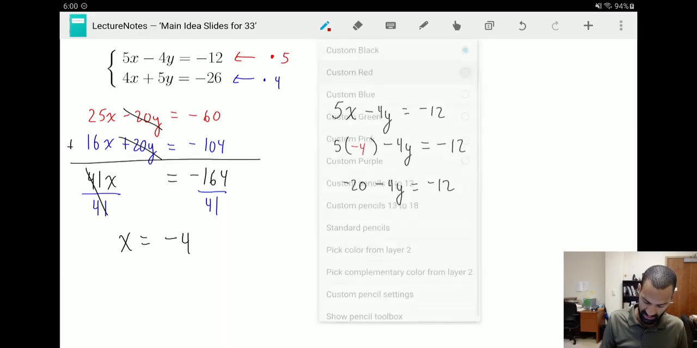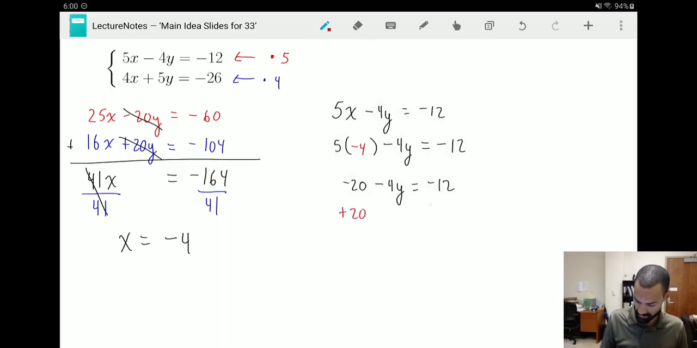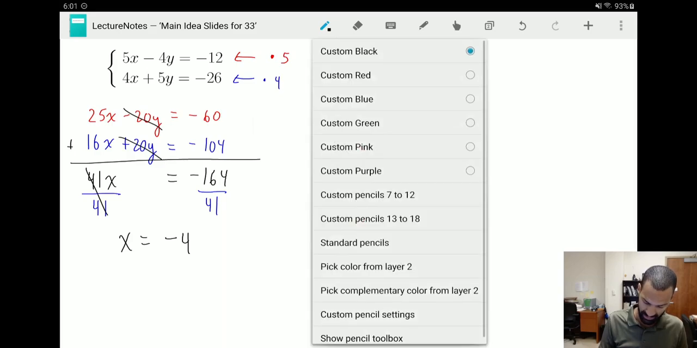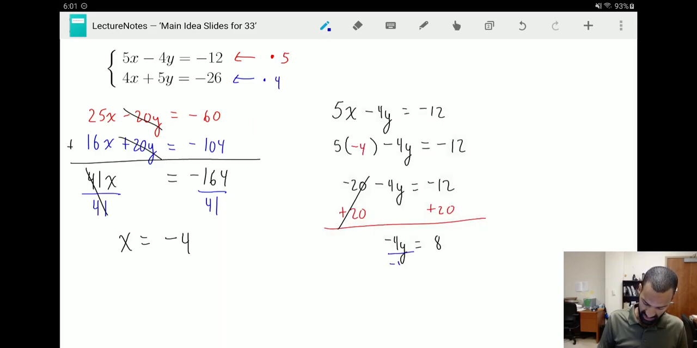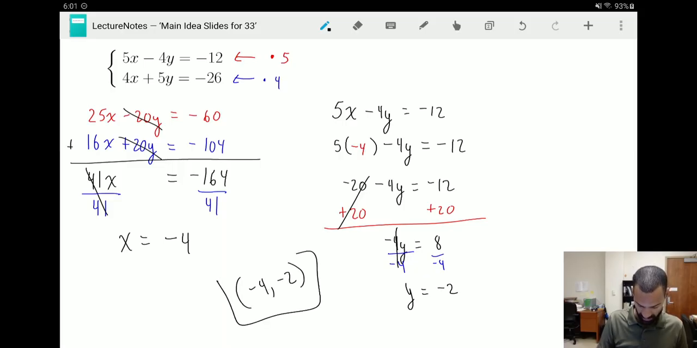I'm going to add 20 to both sides. Those will cancel. Negative 4y equals 8. Negative 12 plus 20 is 8. Divide both sides by negative 4. Y equals negative 2. Okay, so I got an answer, negative 4 comma negative 2. That's the point that both equations share.